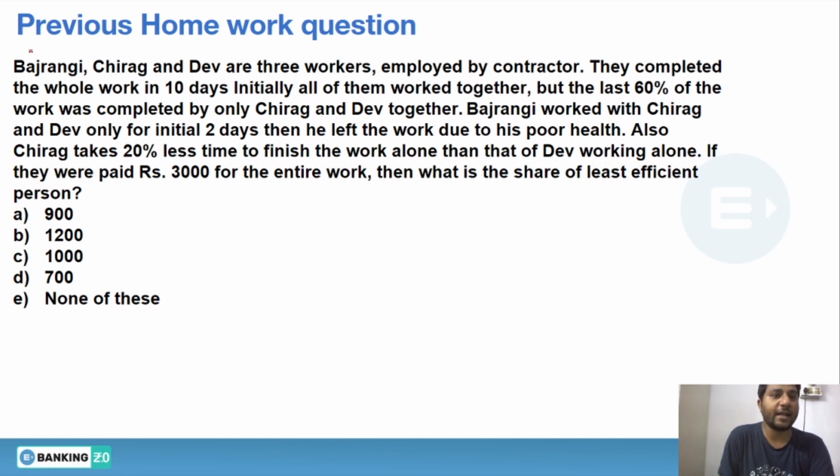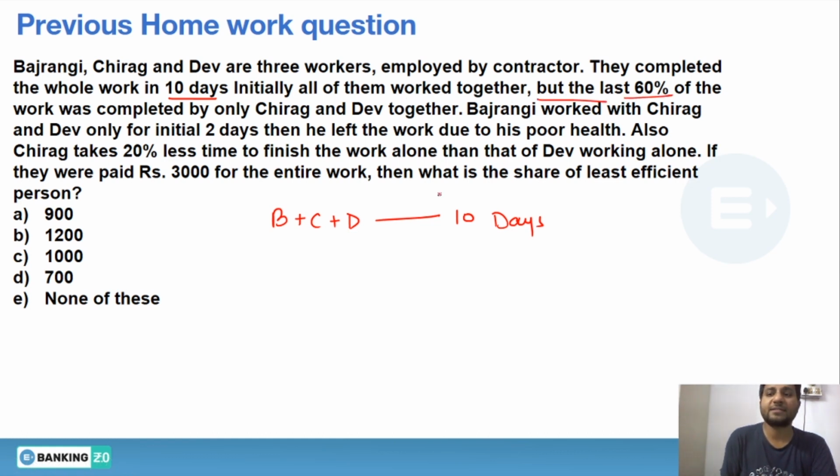As you can see, Bajrangi, Chirag, and Dev are three workers employed by a contractor. They completed the whole work in 10 days. That means Bajrangi, Chirag and Dev all together completed the work in 10 days. Write down the question clearly. They completed the whole work when all of them were working together.